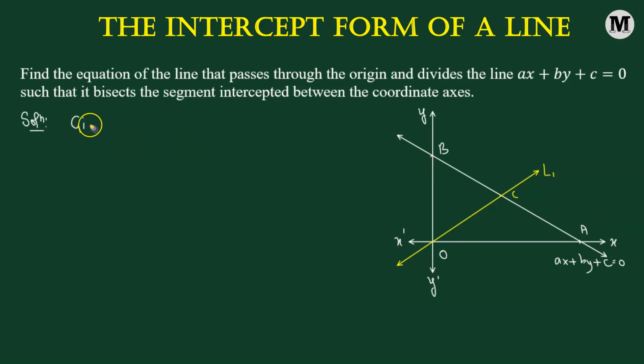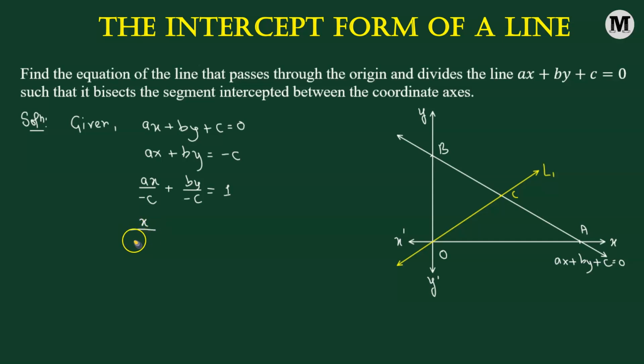Okay, let's start by considering the given equation of the line. So here we have ax plus by plus c equals 0. We'll keep the first two terms on the left hand side but transpose the third term to the right hand side to get negative c. Let's divide both sides by negative c. We get ax over negative c added to by over negative c equals 1. Now we can rewrite it as x divided by negative c over a added to y divided by negative c over b equals 1.